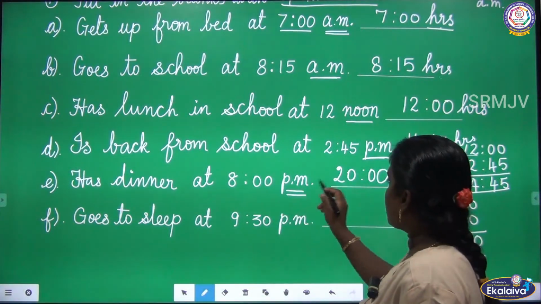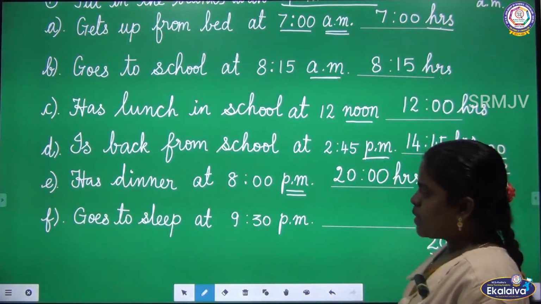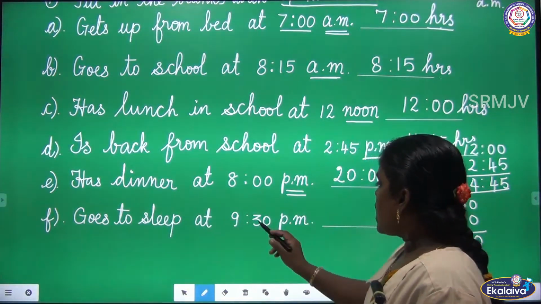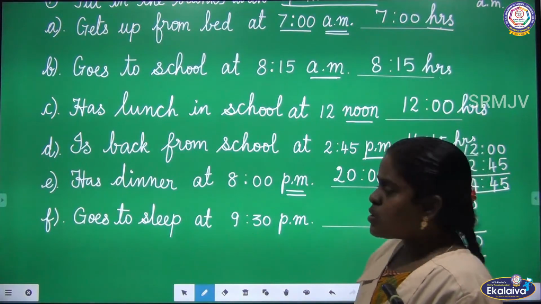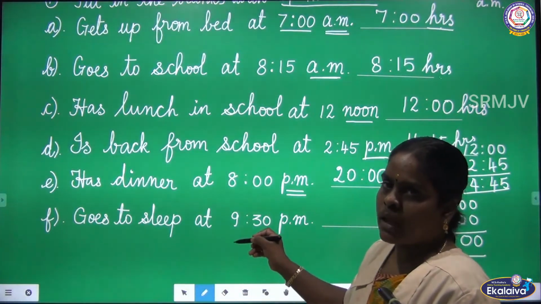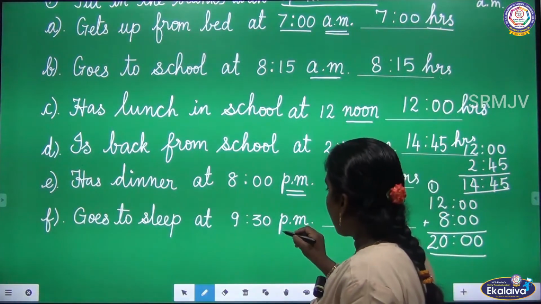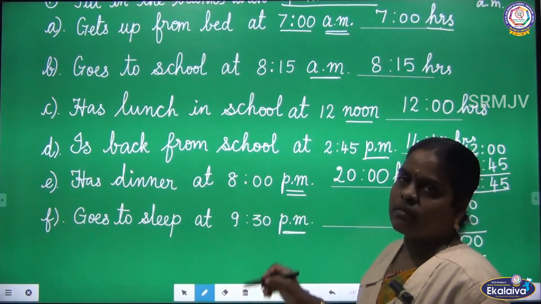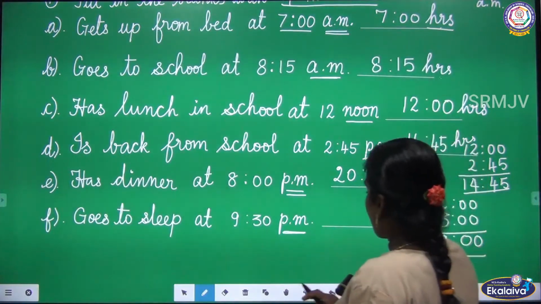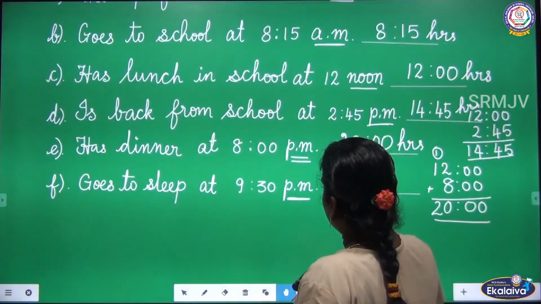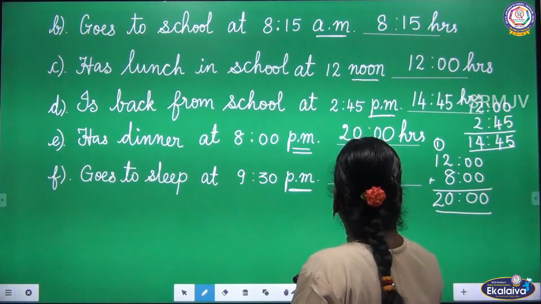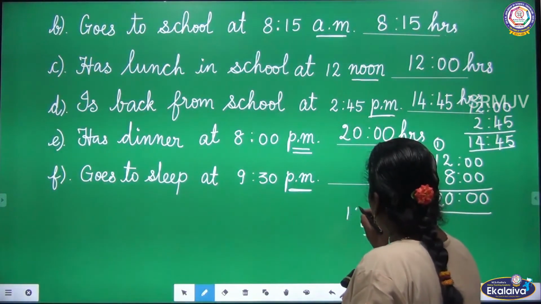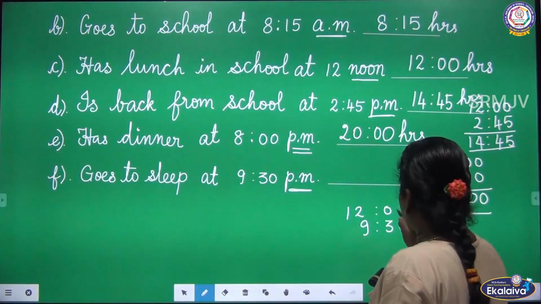So 8 p.m. equals 20 hours. Look at the next statement. Goes to sleep at 9:30 p.m. So this activity takes place in the night time and the period is p.m. So we are going to add 12 with the given time. Here the given time is 9:30 and you have to add 12 hours with the given time.